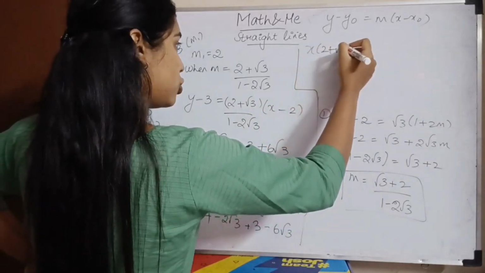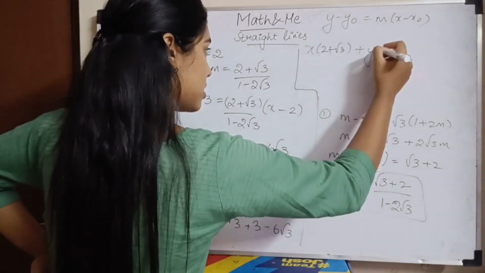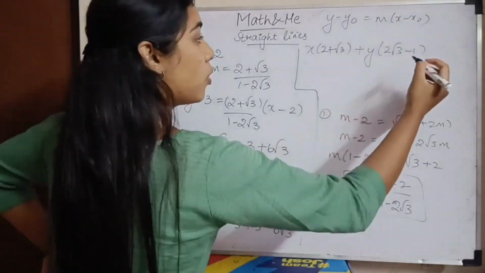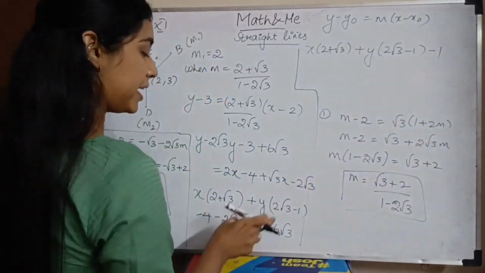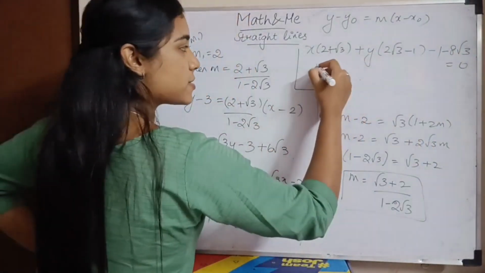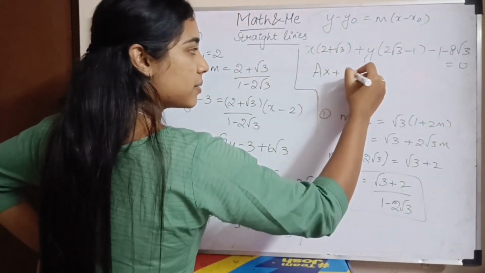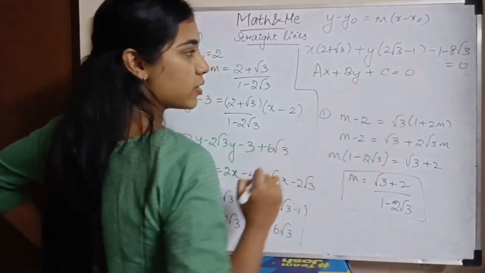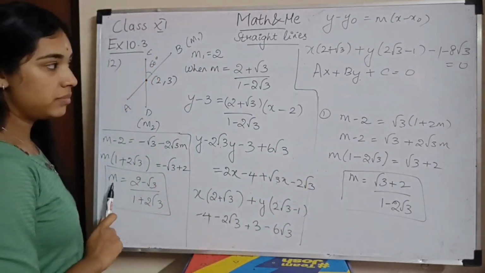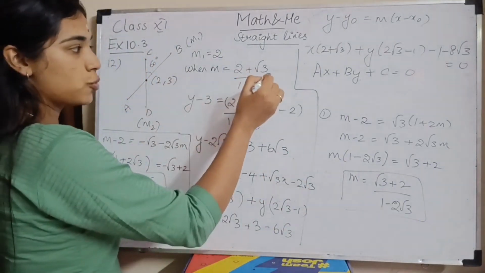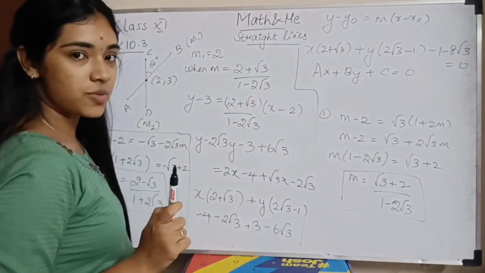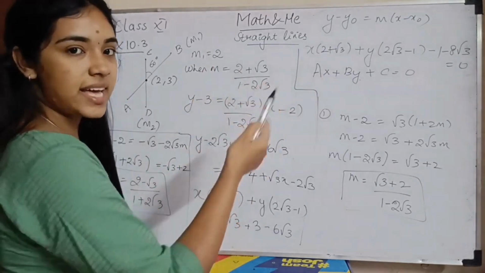x times 2 plus root 3 plus y times 2 root 3 minus 1 minus 1 minus 8 root 3 equals 0. So your equation should always be of the form ax plus by plus c equals 0. In the formula it should be. Okay? So try to use the value of m, which is the second case. This is when m is 2 plus root 3 by 1 minus root 3. So use the m, try to solve it and tell me what the equation is. Okay? I'm not going to solve it, but it is the exact same way that we just did this.